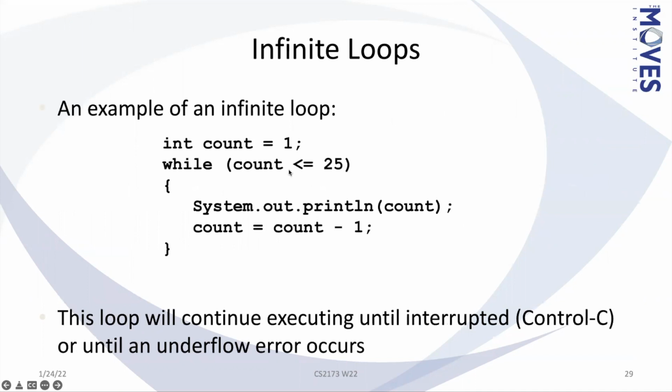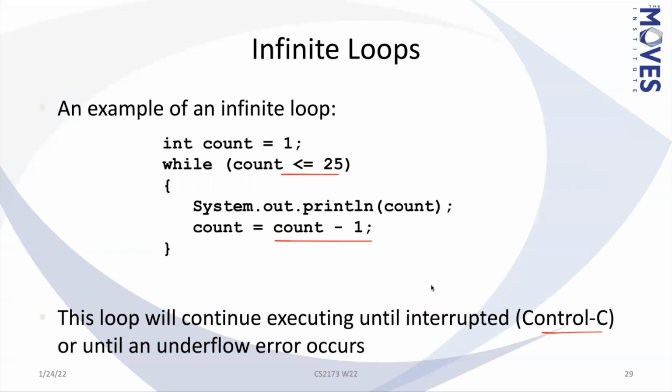So here's an example of an infinite loop. Again, this is a nice example. We have our count, and while the count is less than 25, we'll say, okay, here's the count, but now instead of incrementing the count, we're decrementing it. So count's going to go 1, 0, -1, etc. And basically it's going to keep executing until it's interrupted. They say Control C, that's if we're executing it from the command line.